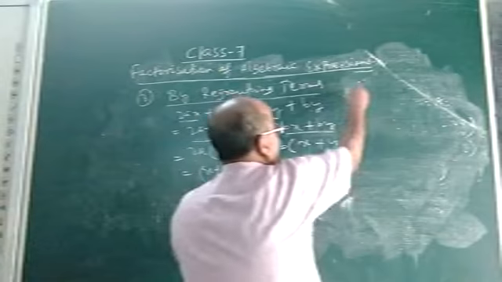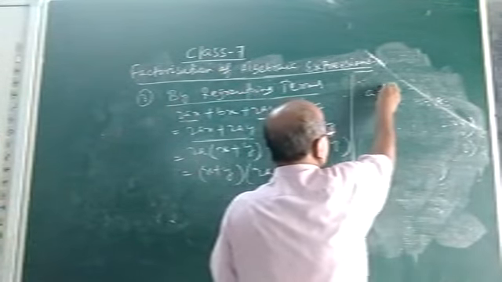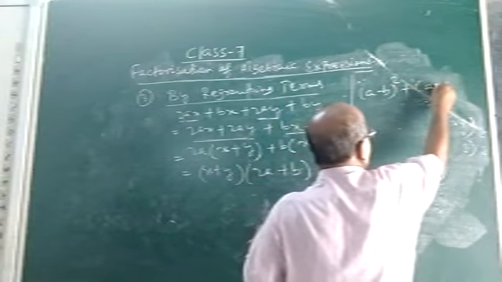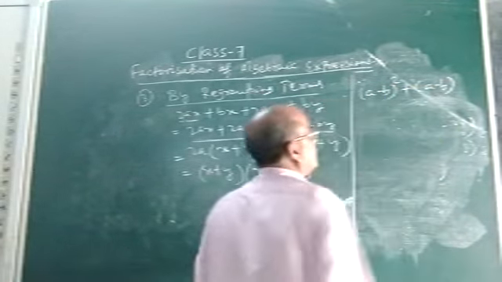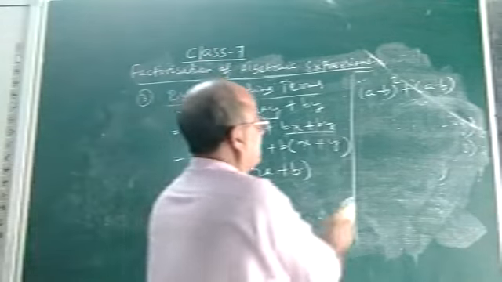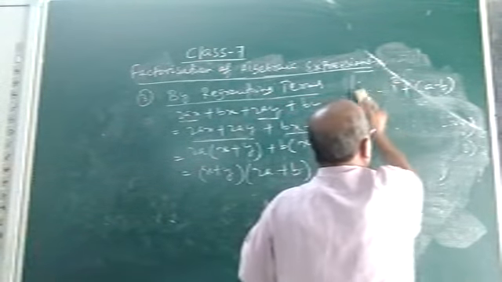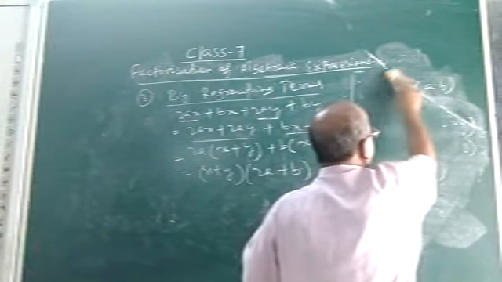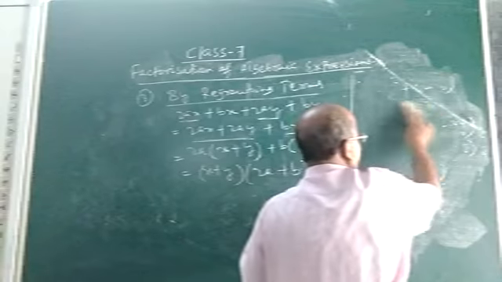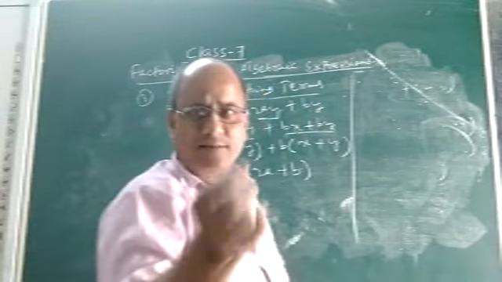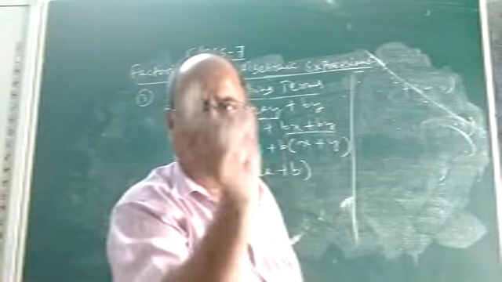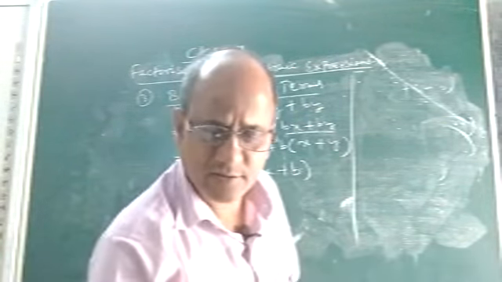Suppose you are given an algebraic expression like this, say (a minus b) whole square plus a minus b. Better do another one. Let us take another example. This will be direct. There will be no regrouping in this particular question. We will discuss another question where regrouping of terms will be there. By regrouping, how will you factorize? Let us discuss another one.